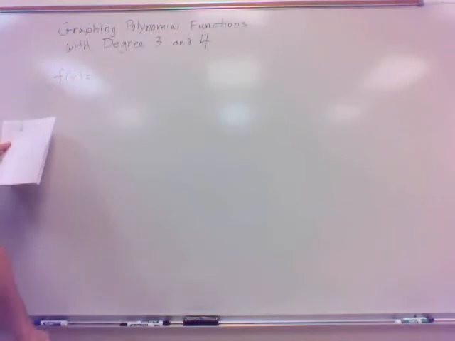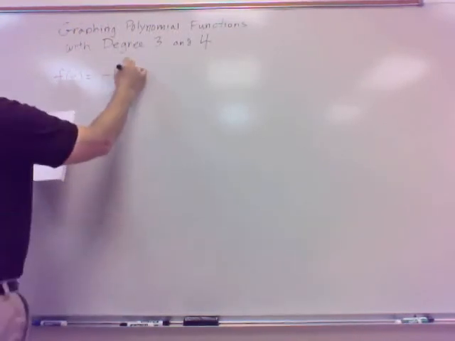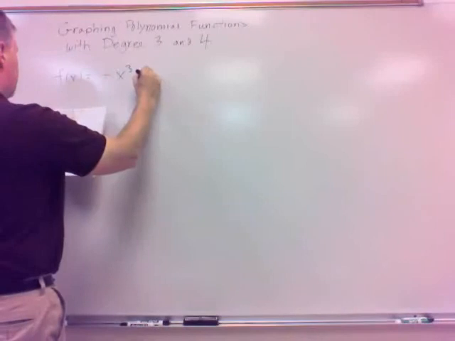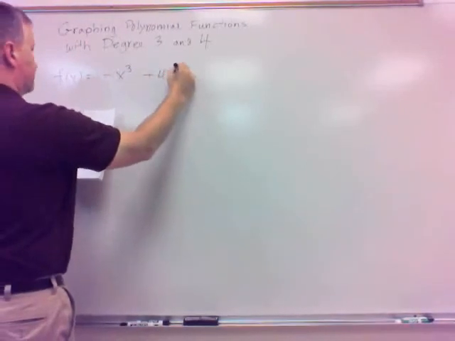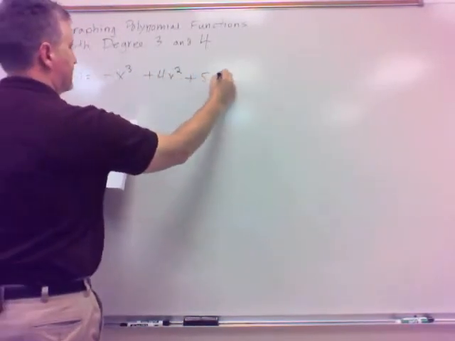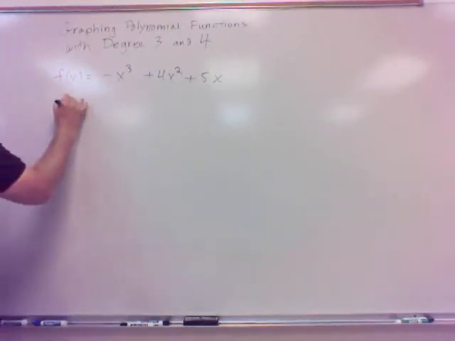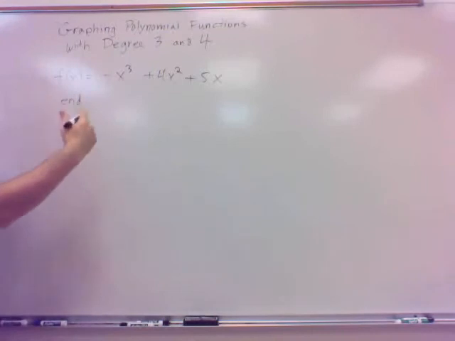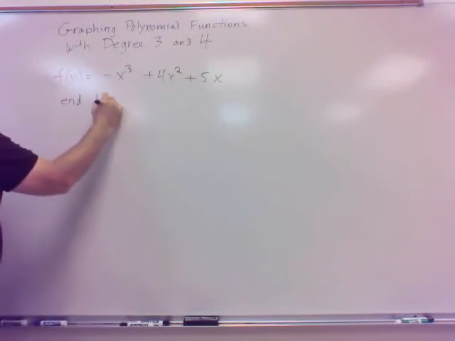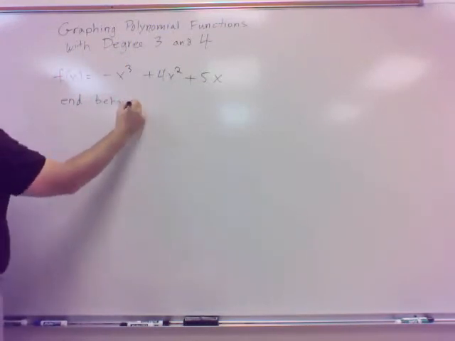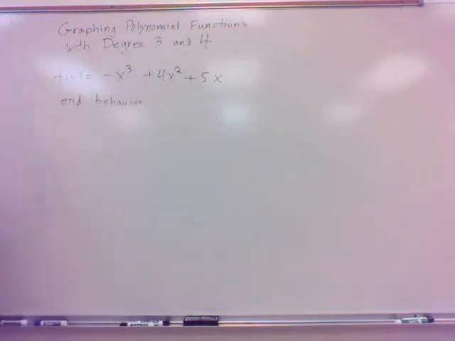equals a minus x to the third plus 4x squared plus 5x. All right, what do we know about that one as far as the graph? Well, we talked about last time, start here with kind of like the up and down parabola thing. With these, the third degree and fourth degree, we're going to start with the end behavior. What happens on the ends?